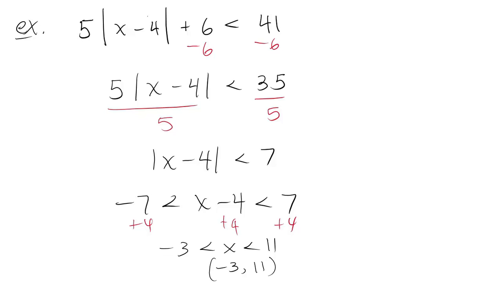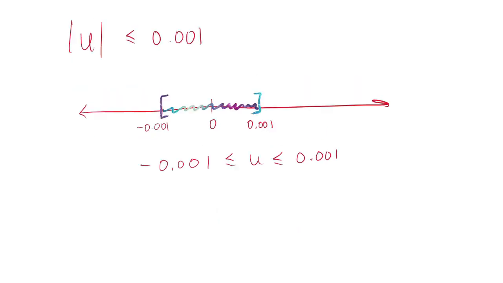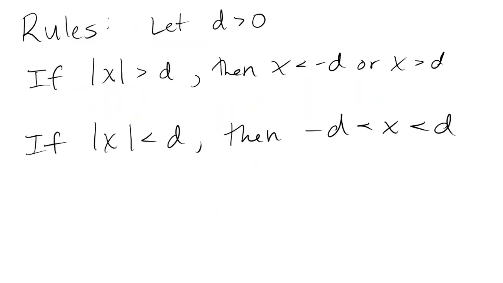I like to think of it in terms of these pictures, but there's actually a set of rules that apply, and I've written them here so that you can copy them down if you want. When d is a positive number, if the absolute value of x is less than d, then you sandwich x between minus d and d. You can think of that as a rule. I don't like to think of it as a rule. I think of it as a picture.